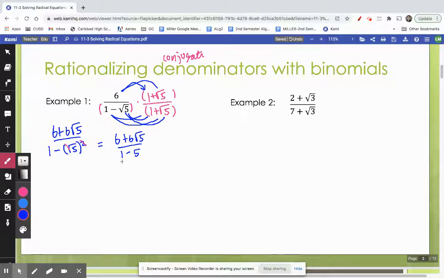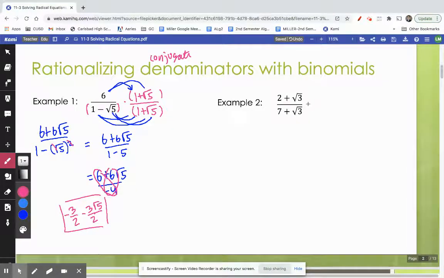We have 1 minus 5. So we have 6 plus 6 root 5 over negative 4. From here, we can simplify this. Remember, we wrote each part kind of separate and reduced each part separate. So we'd have 6 over negative 4, which is negative 3 over 2. And then we'd have 6 over negative 4, which is minus 3 over 2, root 5. Okay, so we can reduce each part as is, or we can leave it all as once, but reduce each fraction. Okay. All right, example 2, same thing here.